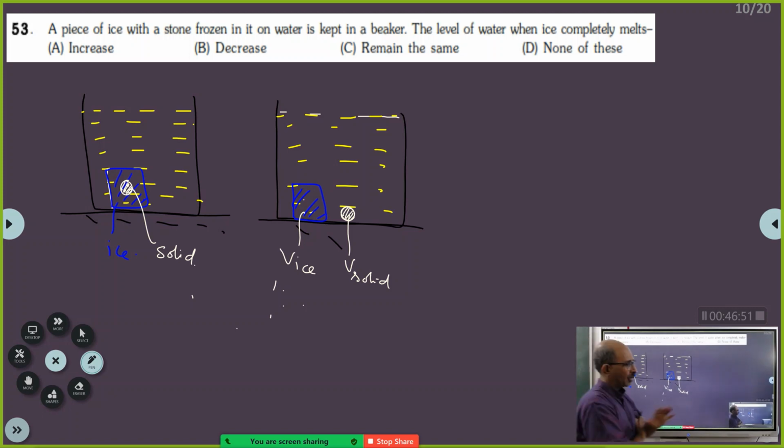So now, see, imagine a practical situation. If I say there is ice and show it like this, is it correct? Will the ice be like this? Definitely not. Ice is lighter than water. If you keep ice, it is going to float. So therefore, our ice is actually going to float like this. It is not going to be inside. If I separate it out, this is going to be the situation.